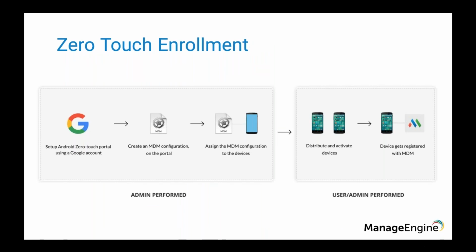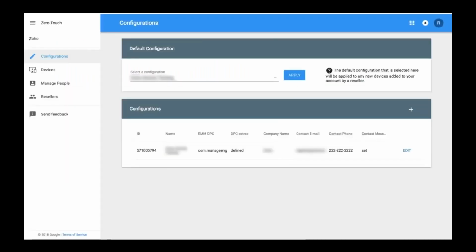Now for your Google-based devices. The Google-based device enrollment process is the ZeroTouch enrollment. It's nothing but setting up a ZeroTouch portal account with Google and integrating it with the MDM solution itself. All you'd have to do for the integration part is create an MDM configuration on the portal and then assign that configuration file to your devices under the ZeroTouch portal itself. Then the user or the admin can just turn on the device and the devices would get registered with the solution itself. So this is your ZeroTouch portal.